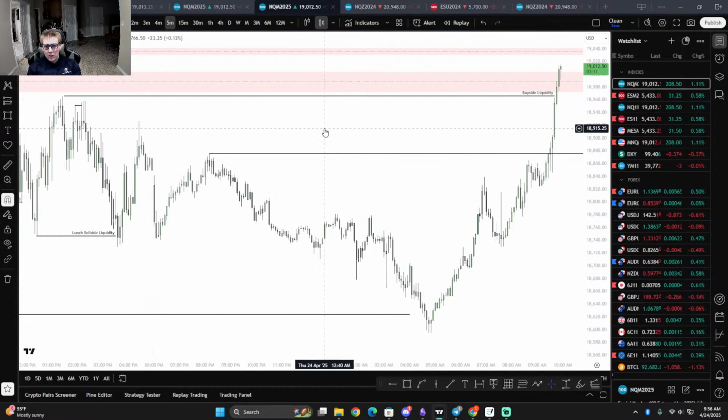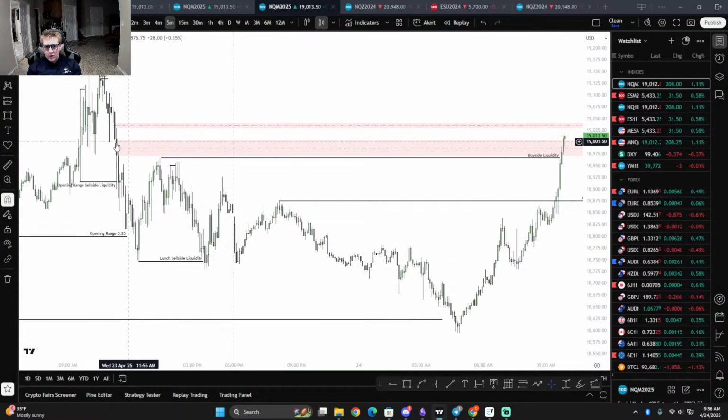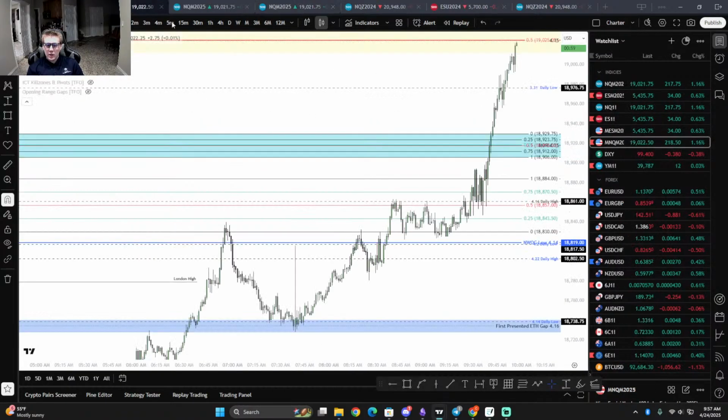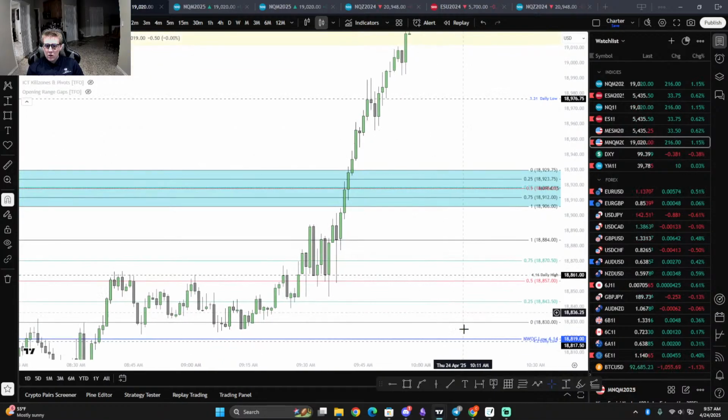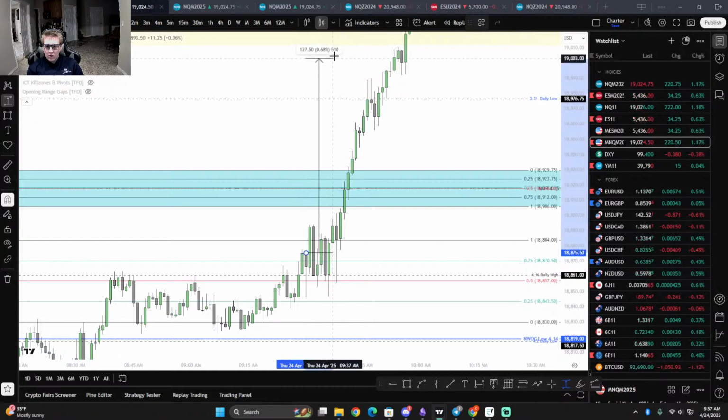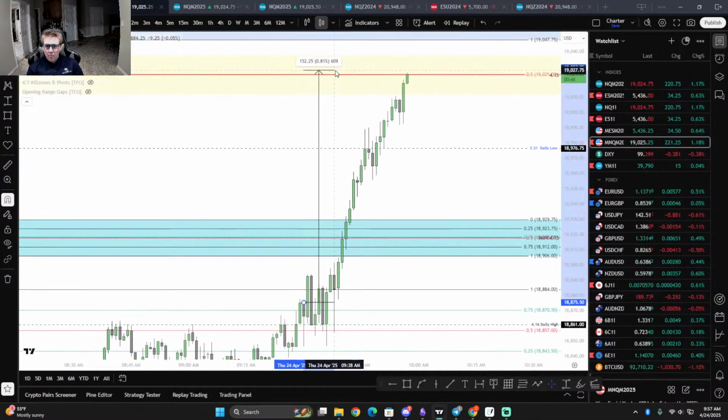Other than that, you have inefficiency, and then buy side engineered right above that. And then we end up trading up into that today. And this more premium SIBI is about to be hit here. From open, where's open? About 150 handles from open.